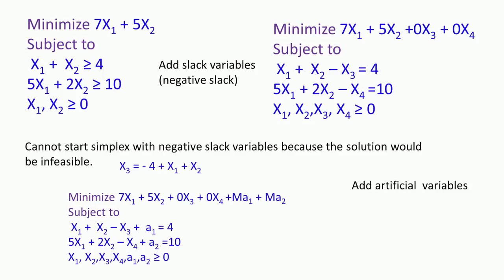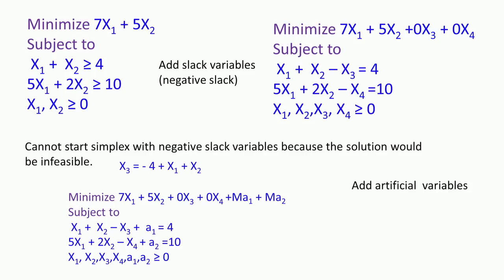In this class, we look at the simplex table for minimization problems. We consider the same example that we used in the graphical and in the algebraic method to solve minimization problems. So, minimize 7x1 plus 5x2 subject to x1 plus x2 greater than or equal to 4, 5x1 plus 2x2 greater than or equal to 10, x1, x2 greater than or equal to 0.